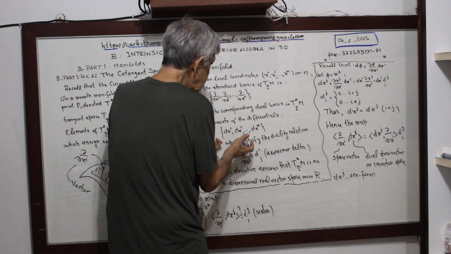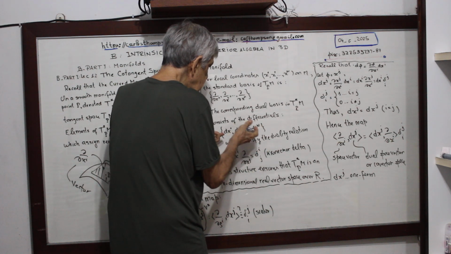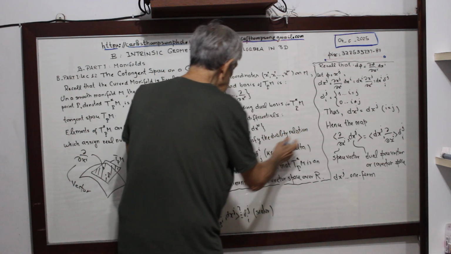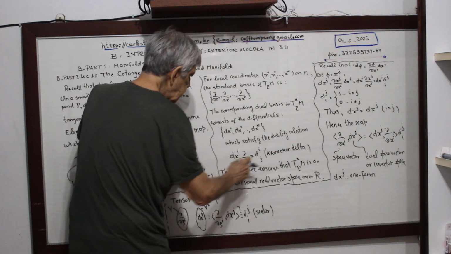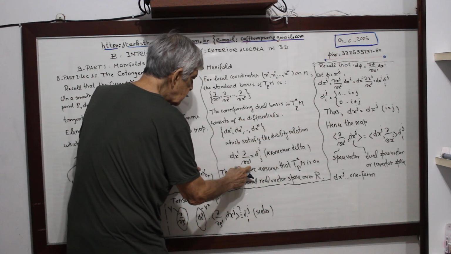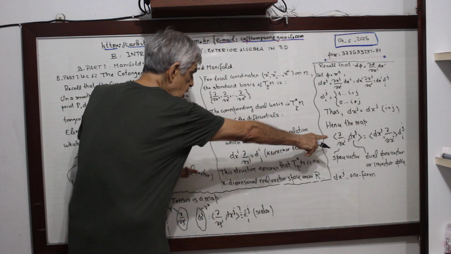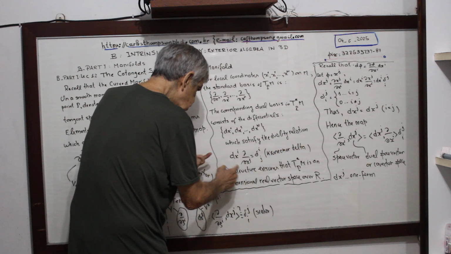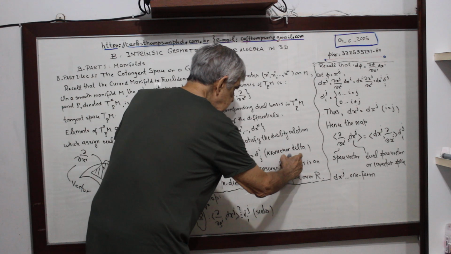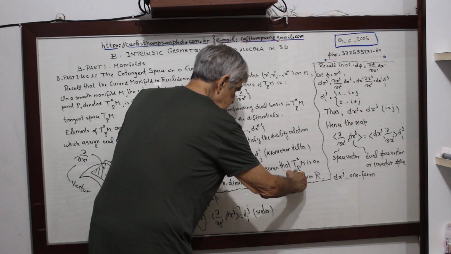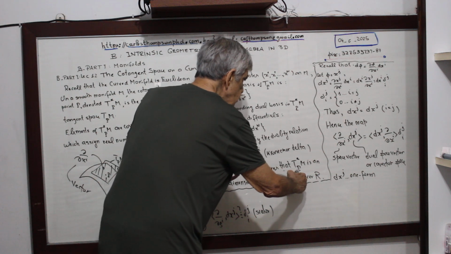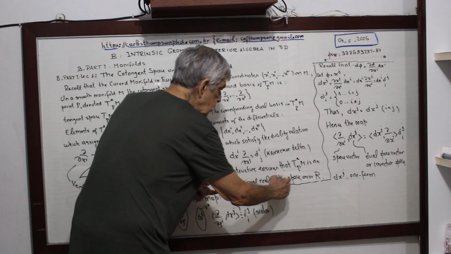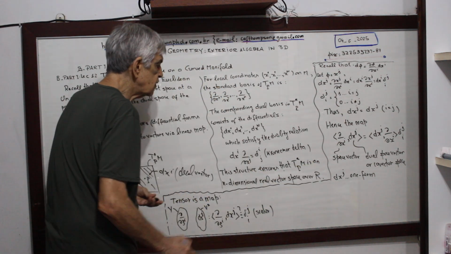Let's continue here. The dual basis satisfies the duality relation just over there. You see, dxi acting on partial xj is delta ij, just as written over there, the Kronecker delta. This structure ensures that this dual vector space is an n-dimensional real vector space over R.